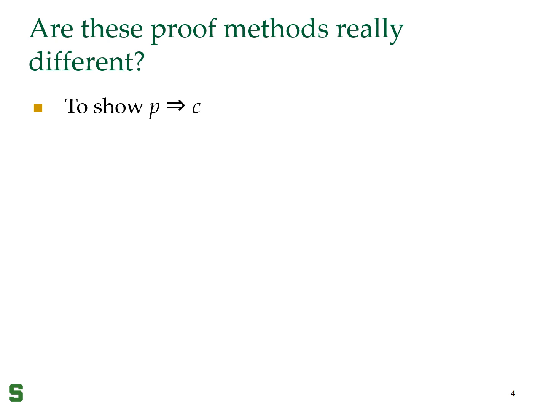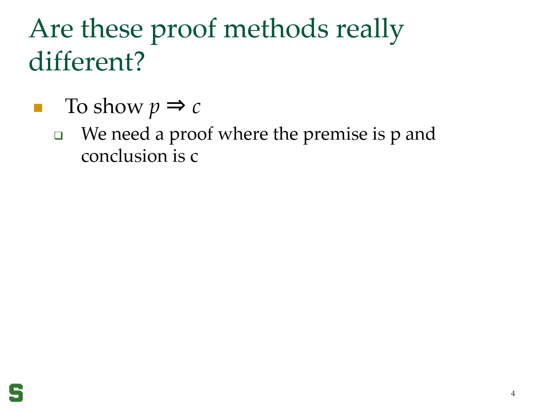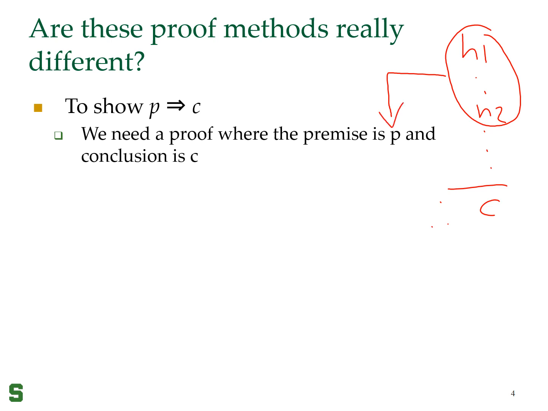To show P implies C, let's look at what it means. That means we need a proof where the set of premises is P and the conclusion is C. So essentially, my proof method would look something like this. I will have some hypothesis H1, some more things H2, and in the end, I will show that my conclusion is true. So where do these hypotheses come from? These hypotheses come from P because that is my hypothesis in the proof.